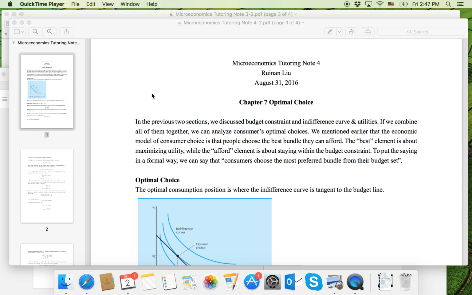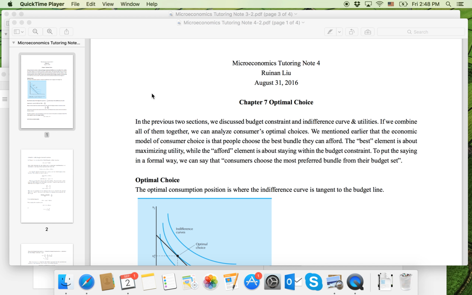Everyone, this is the fourth note, the third video. Previously we talked about the budget constraint, and then we talked about indifference curve and utility function. Then with these three tools, we'll be able to analyze what's the optimal consumption that a consumer is going to choose under the budget constraint, as well as the prevailing price of the goods in the market.